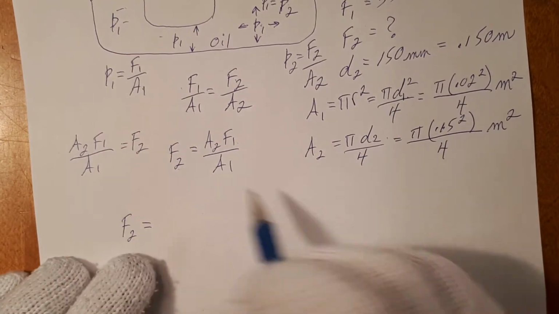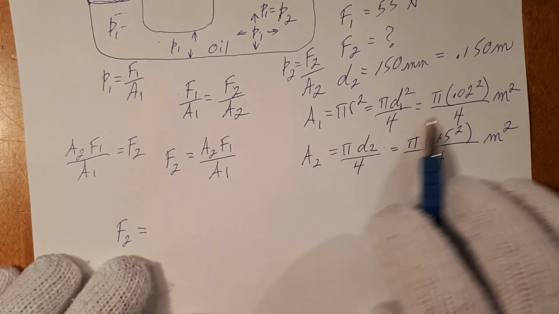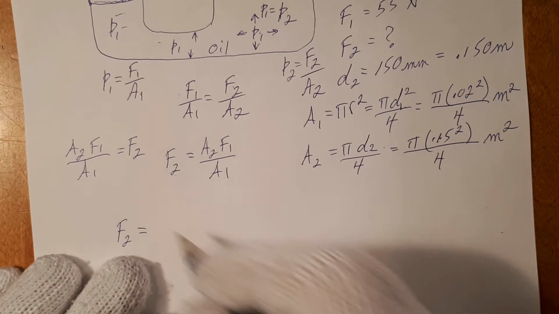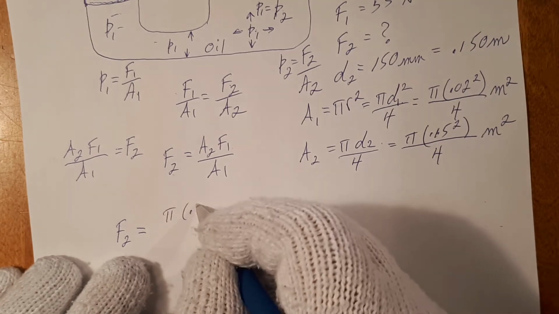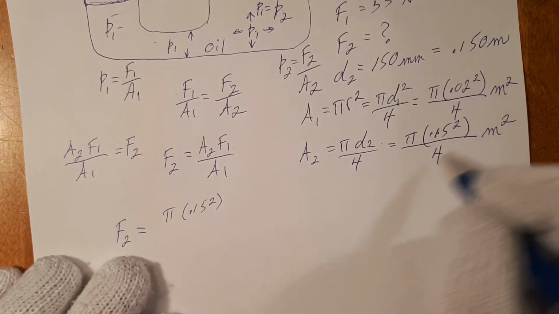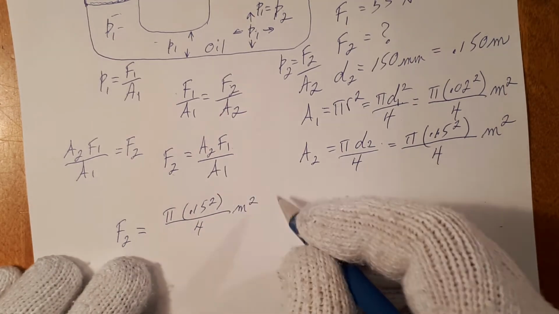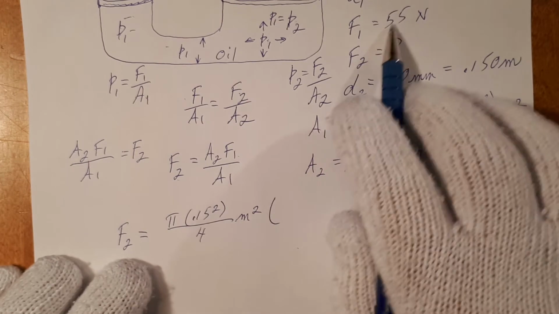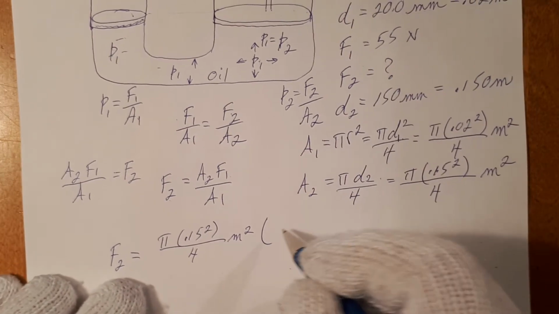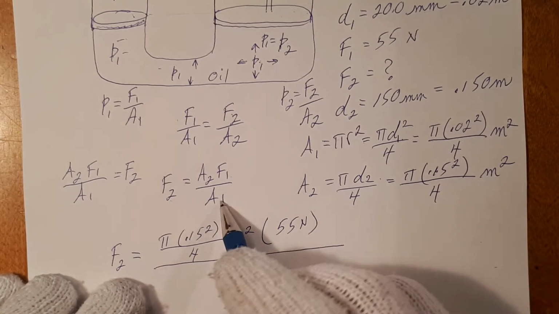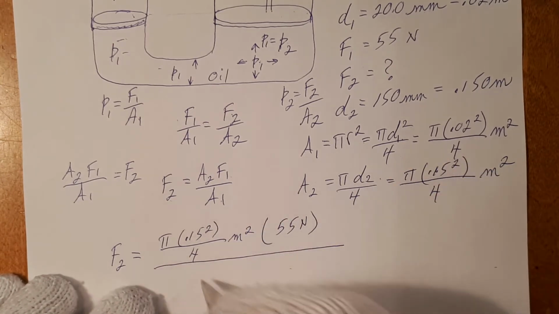F2 is equal to area 2. Without actually doing the mathematics, area 2 is represented by this term. Again, you don't have to do it this way. You can actually do the calculations and put in the numbers. Times the force at 1, which was 55 newtons. Everything divided by area 1, and that was given here.